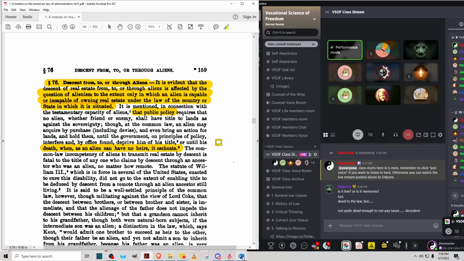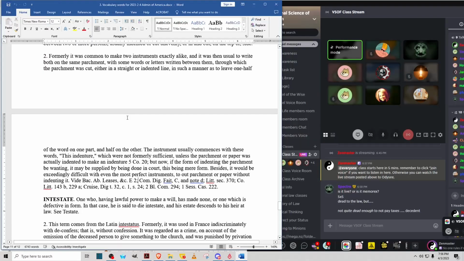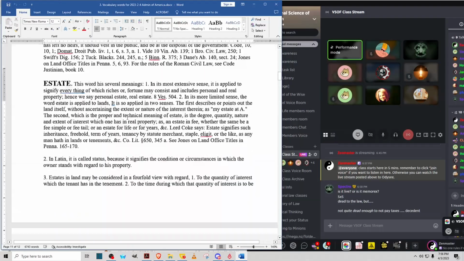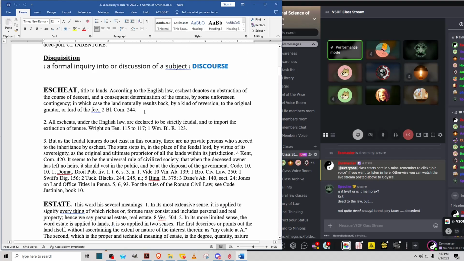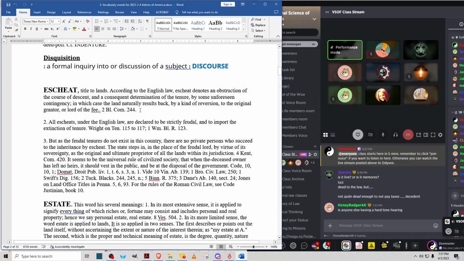Okay, now I can get to escheat. All right, so let's pull up a definition so you guys can know what escheat means. So escheat is title to lands. According to the English law, escheat denotes an obstruction of the course of descent, meaning descent, because remember, descent is when lands are passed from heir to heir to heir. That's descent, right? And a consequent determination of the tenure by some unforeseen contingency, in which case the land naturally results back by a kind of reversion to the original grantor or lord of the fee. That's Blackstone's Commentaries, page 244.